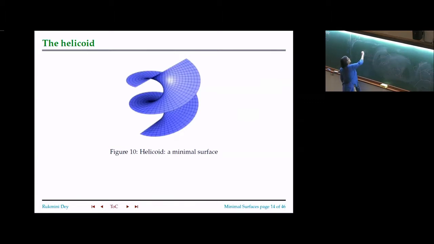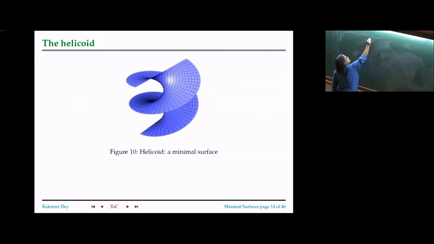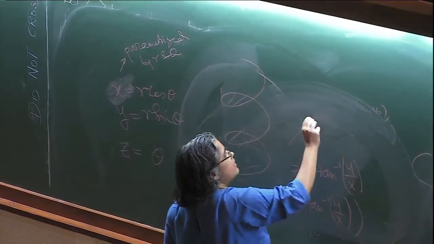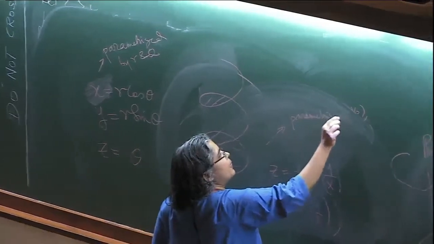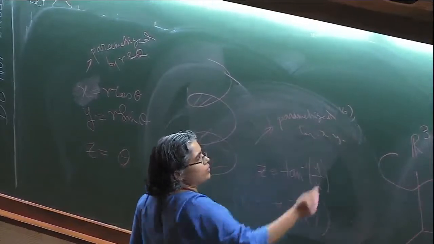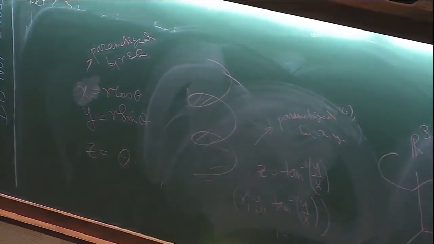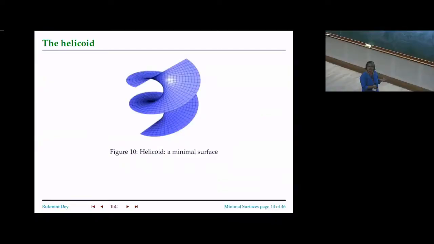So parameterization is not unique. Let me write it here. Here the same surface is parameterized by r and theta. Here the same surface is parameterized by x and y. Okay. So that's my helicoid. Later on, we will introduce a novel parameterization. This surface turns out to be a minimal surface. And for that reason, it has a very novel parameterization, which we will come to later.